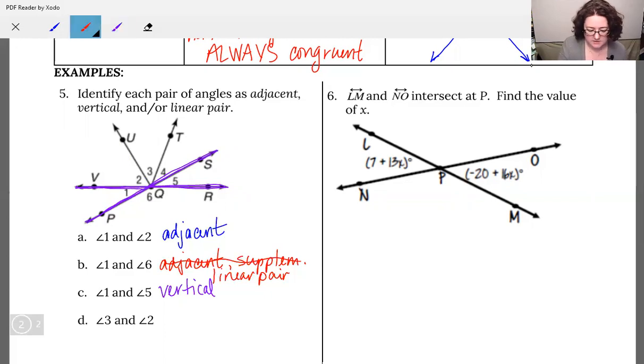Okay, last one, angle 3 and angle 2. So angle 3 and angle 2. What do you think? Yep. That's another adjacent pair.